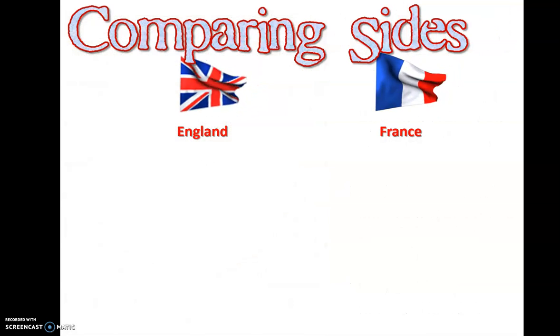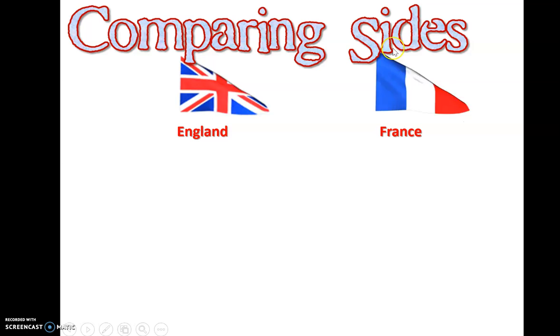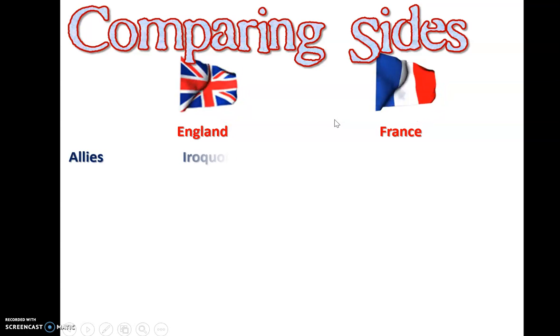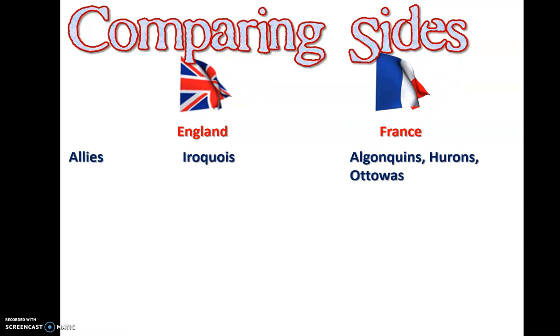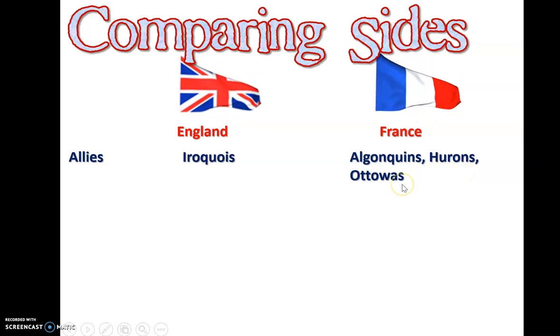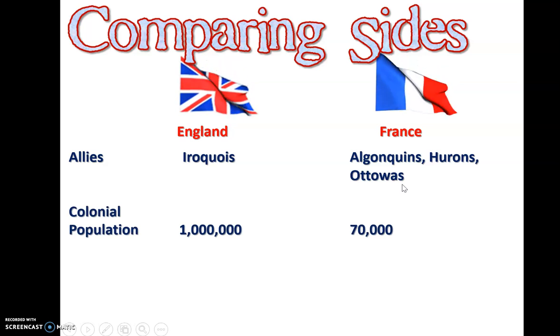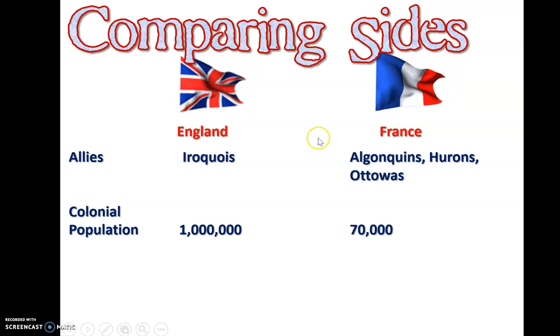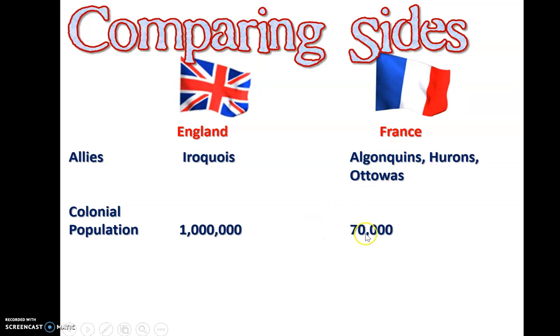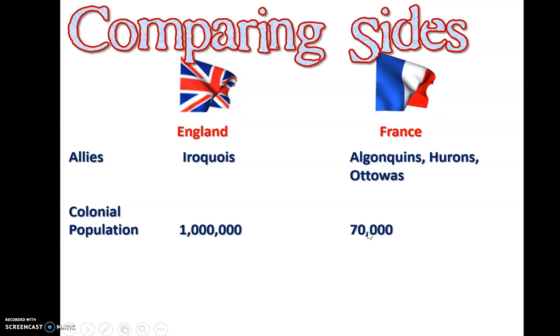Now let's go ahead and compare both sides. So we have England and then we have France, each represented by their own name and flag. Each of them has Indian or Native American allies. The British colonies have the Iroquois Indians, and the French have three different and even more, but these are the major allies: the Algonquins, the Hurons, and the Ottawas. Their colonial population, now remember, these are the people that are coming and representing that specific country. So England had a total of roughly 1 million colonists, and France had a significantly lower number, 70,000.